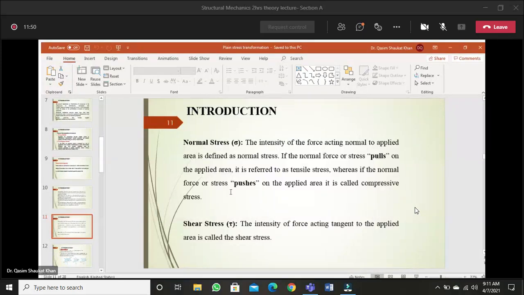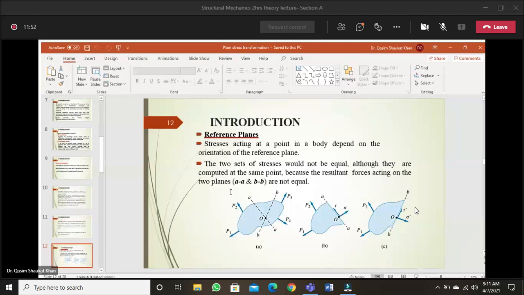If there is no question, then I am proceeding forward. Now, the next thing is this is a body, and you can see these are the external forces acting on it: P1, P2, P3, P4. This is one arbitrary point selected, O. One point is selected.